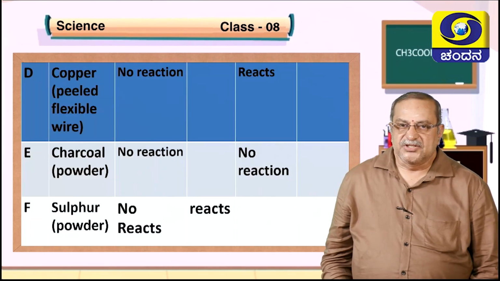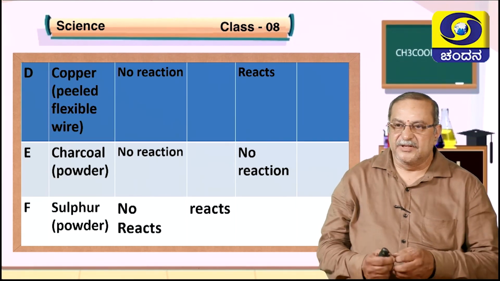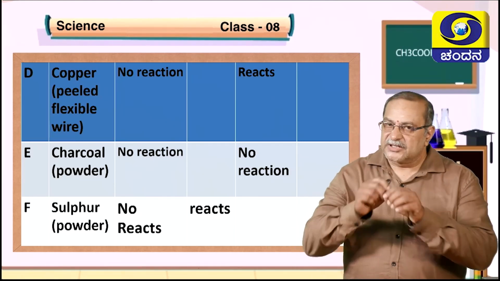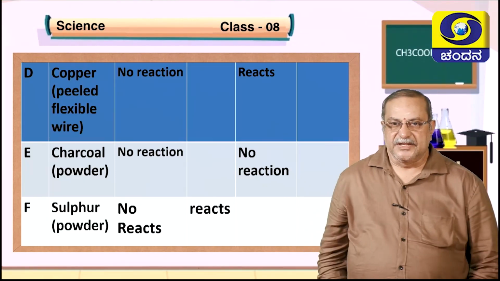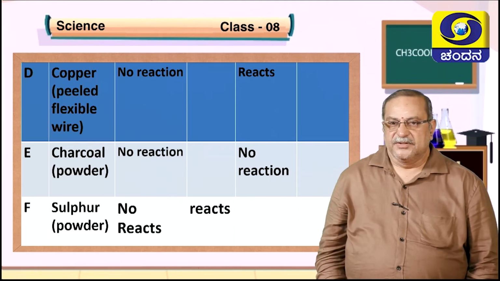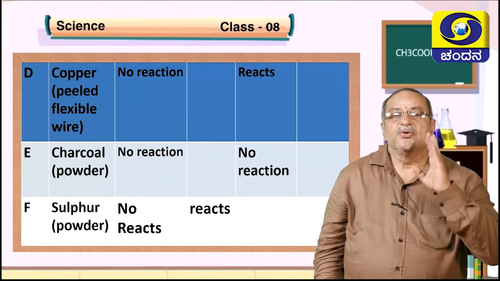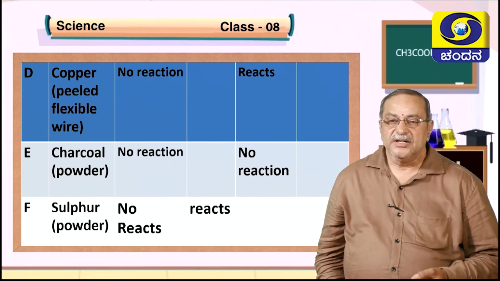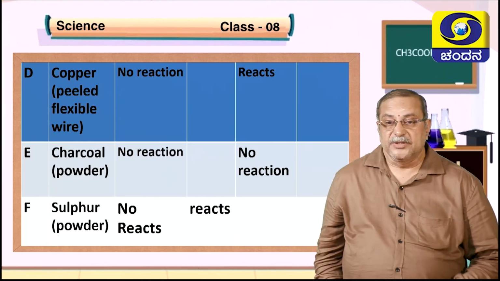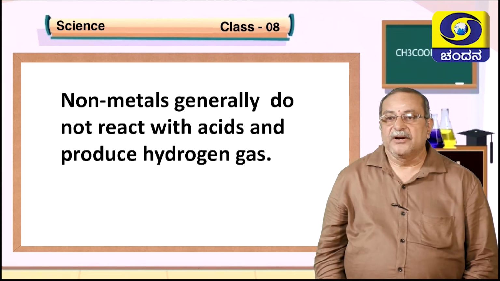Okay. Next, children, copper peeled flexible wire. Peeled flexible wire means the copper wire we use in houses for current. Peel off the plastic and take it out. Here no reaction takes place. When you come to the charcoal powder, there is no reaction at all, with acid or base, it will not react. And sulfur powder, no reaction at room temperature. After a little warming, it will react, children. So these are the things we have observed.